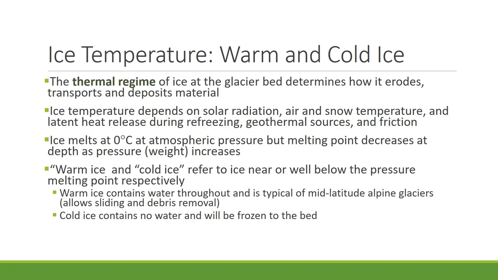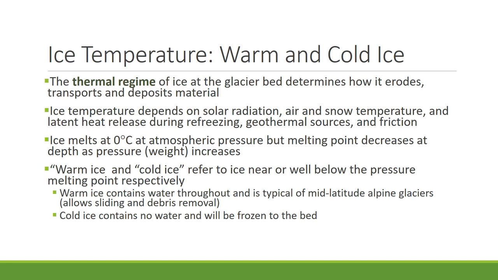Glaciers are classified according to their temperature or thermal regime into warm ice and cold ice. Thermal regime is important as it determines how a glacier moves and how it erodes, transports, and deposits material. Glacier temperature depends on a number of factors, including the amount of solar radiation the ice receives, the air and snow temperature, and how much latent heat is released during refreezing, from geothermal sources, and from friction.